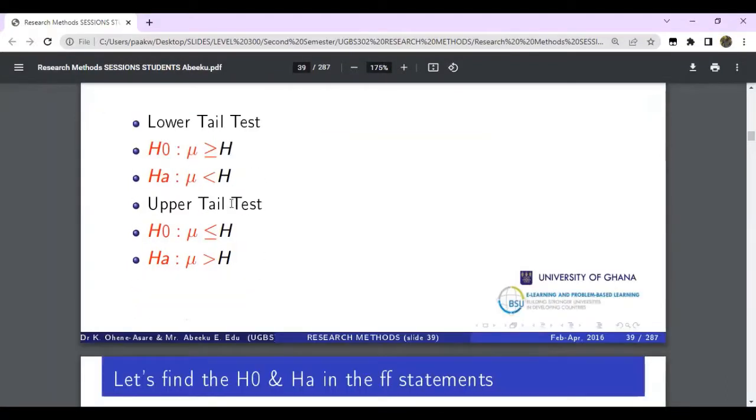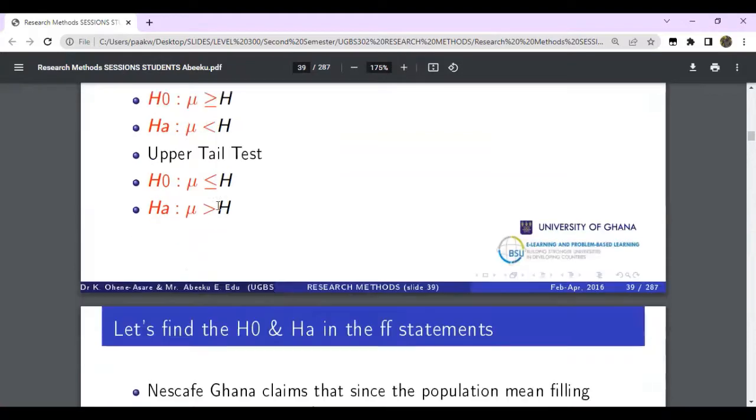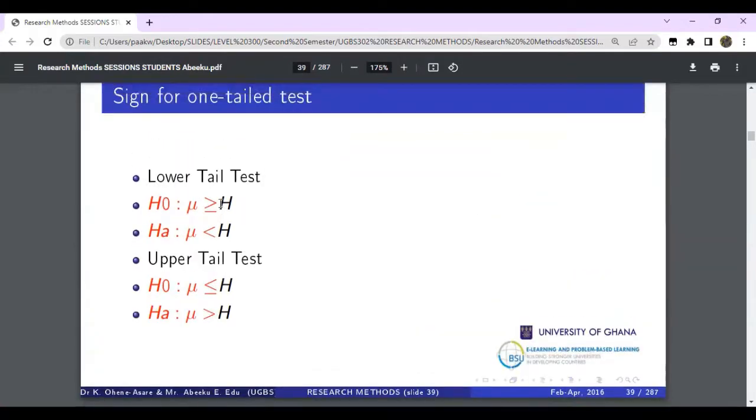So how can you see the slides? Remember, as I said, the one tail test is when the mu is less than or equal to or greater than or equal to. But the moment you see the equal sign, then let me write it down. The moment it talks about the equal sign, bear in mind that it's talking about a two-tail test.